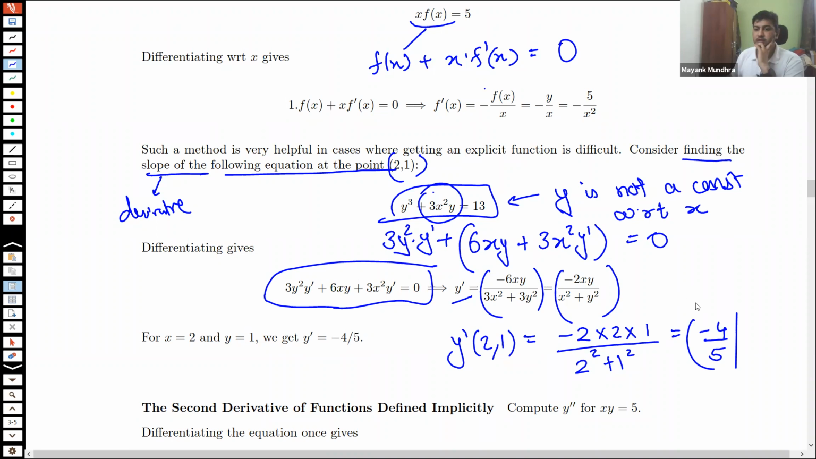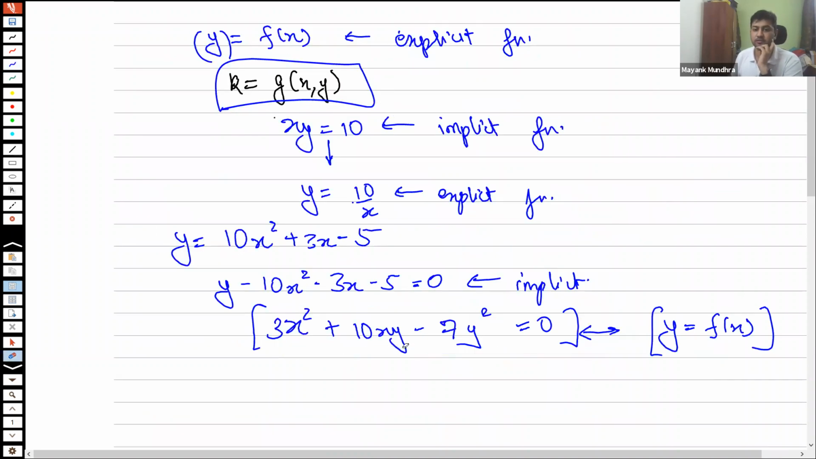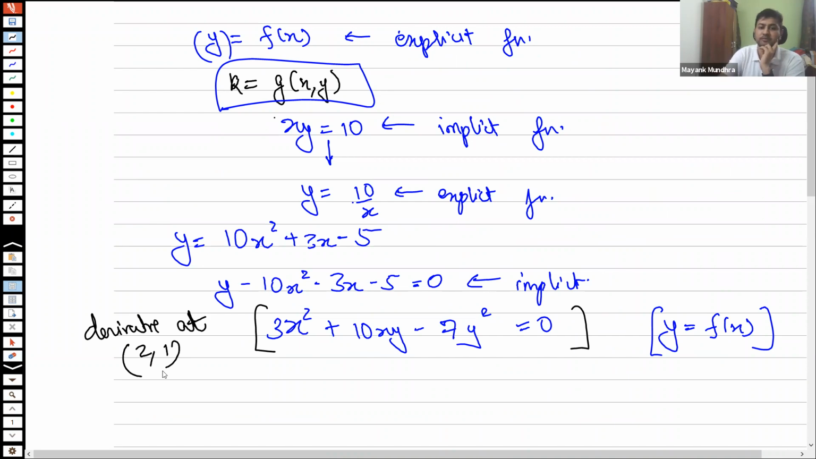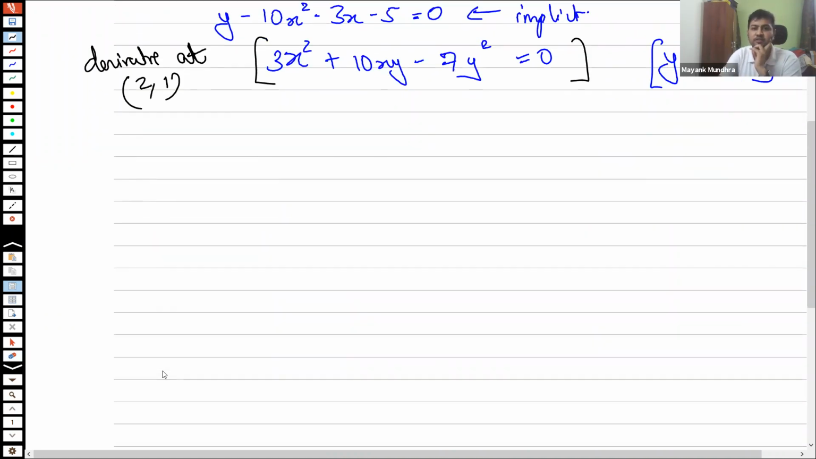So let's look at this example which I gave you and find this guy's derivative at 2 comma 1. Let it be 2 comma 1. What is going to be the derivative of this function at 2 comma 1?